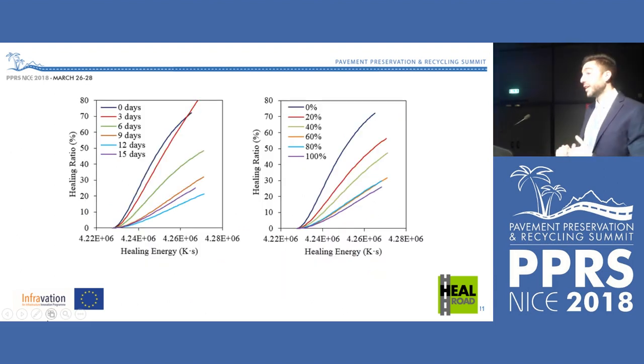Here I present very briefly the effect of aging in the asphalt and the effect of the content of RAP also in the asphalt. So as you can see, in general, more heating energy means more healing. The curves increase. But in general, as long as I increase the aging or the percentage of RAP in the mix, the healing is lower. So we cannot expect the same maximum healing, so the process is less effective. And at the same time, to obtain a certain healing, we need to apply more energy, which means that the process is also less efficient.